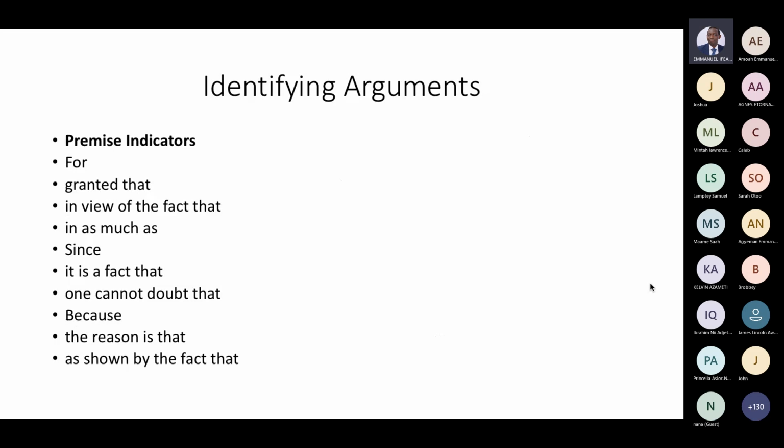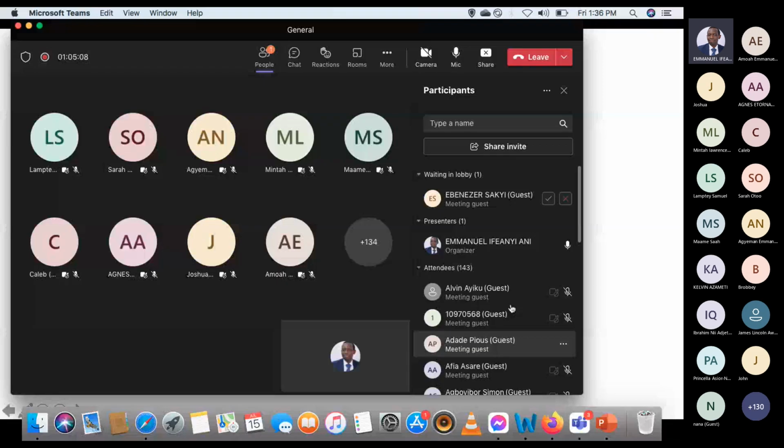Now, identifying arguments. The first thing is to learn to identify an argument. In identifying arguments, there are certain basic things we need to watch out for.